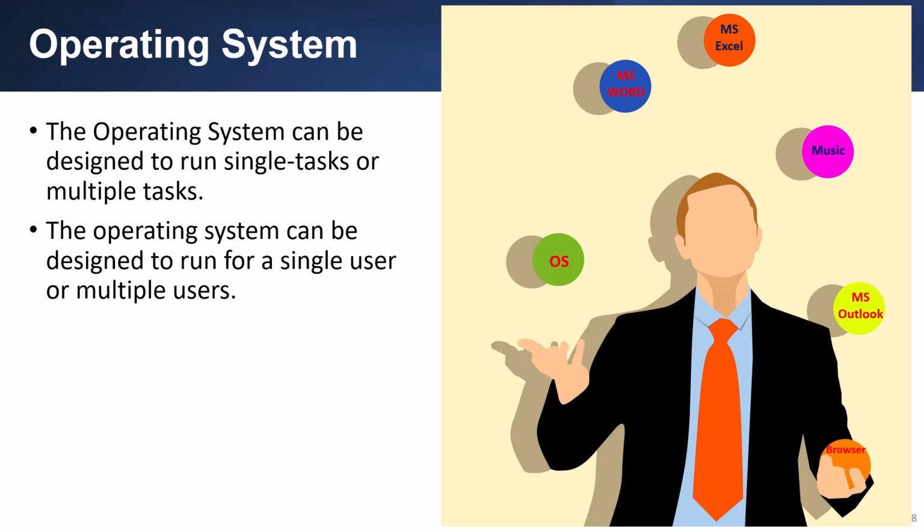Besides multitasking, today's modern operating systems can support multiple users. For example, Microsoft Windows Server or Linux can allow multiple users to log in remotely and do different tasks at the same time.